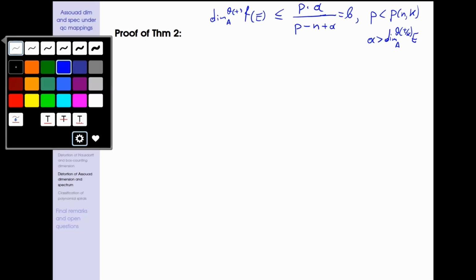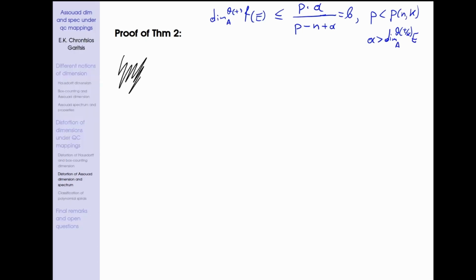Okay, so how do we start? Suppose we want to bound the Assouad spectrum of the image. So suppose this is f of E. We pick a point y on f of E, and we pick a radius r prime. So this is B(y, r prime). And if we bound the number of small scales we need above by the ratio of the scales to, well, just vita, we will in fact be done.